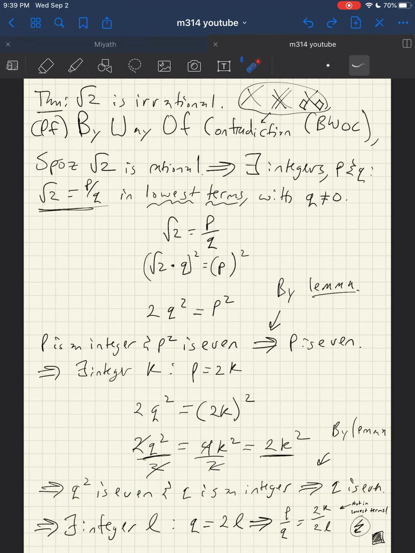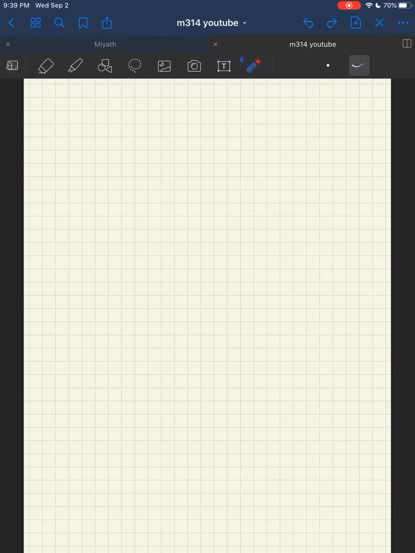Great. No big deal. So if q is even, that means that there exists an integer L such that q equals 2L. But hold on, we said the square root of 2 is equal to p over q in lowest terms. But we just showed that p over q is not written in lowest terms because we can cancel a 2 from top and bottom. And that is a contradiction. Okay, so that was the main thing that I wanted to talk about in this video. Thanks so much.